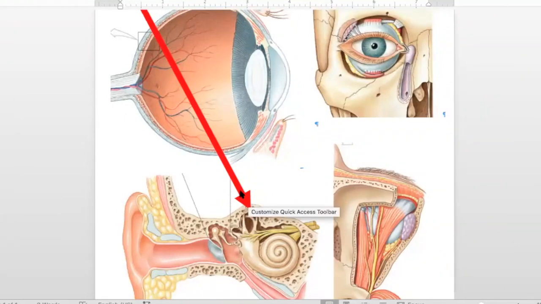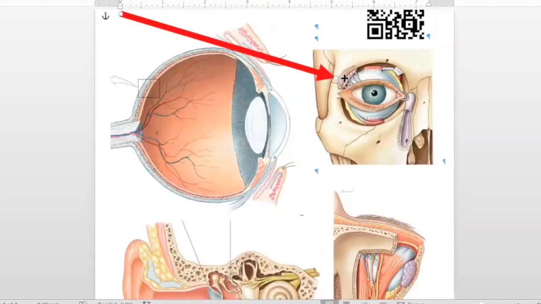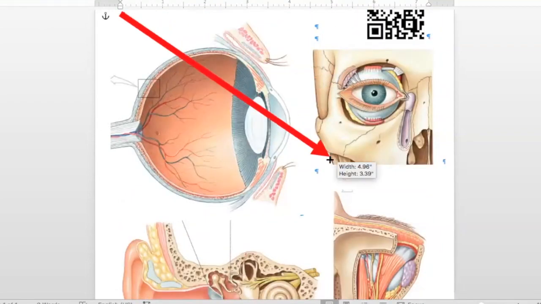Wait, what was the next? What was the next? Lacrimal gland, isn't it? Yes. Yes, lacrimal gland. So that's the tear gland out here. You see the ducts going into the eyeball, and then we went to the muscle, right?